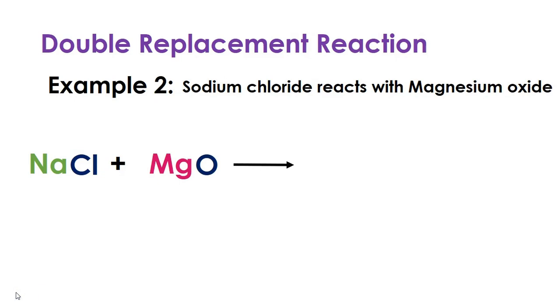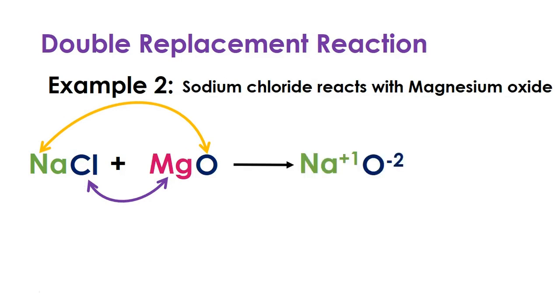Let's take a look at our second example. In example 2, sodium chloride is reacting with magnesium oxide. So you want to first start by writing out the two compounds that are going to react in our double replacement reaction. Then we know that our sodium is now going to bond with our oxygen, and our magnesium is now going to bond with our chlorine. They're going to switch places with one another. Therefore, we can make new products.